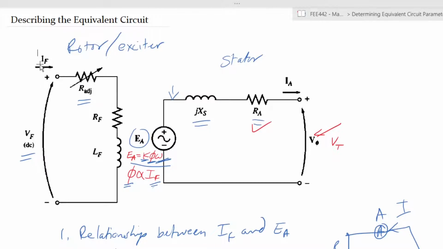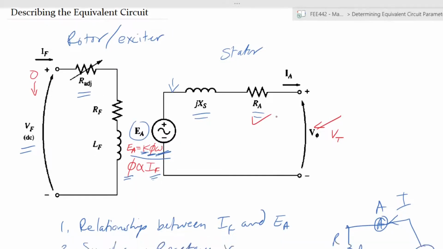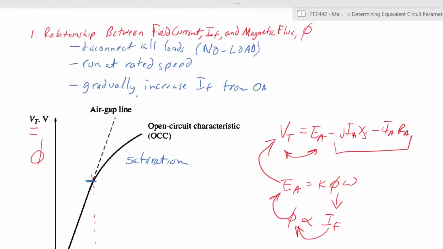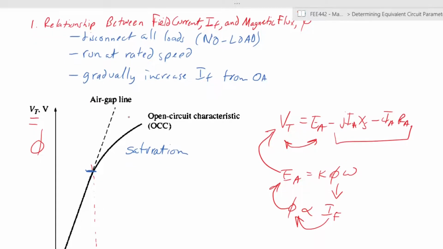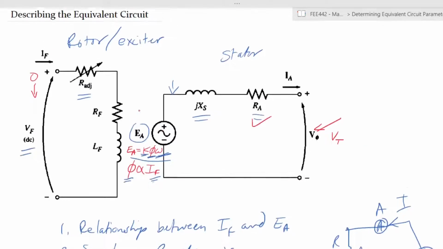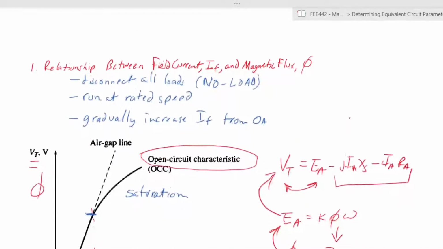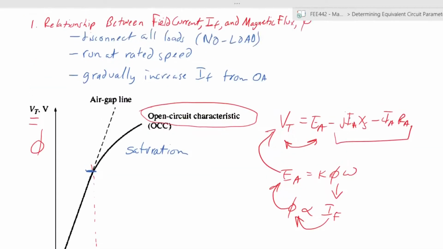Starting from field current 0, all the way to whatever maximum you would see, at which point you start seeing it deviating like that. Okay, so that's the first test, and that would enable us to determine the relationship between IF and the terminal voltage. And this is what we call the open circuit characteristic. Of course, it is open circuit because, as we've said, there are no loads being connected to the terminals. So that's the first relationship that we have seen.